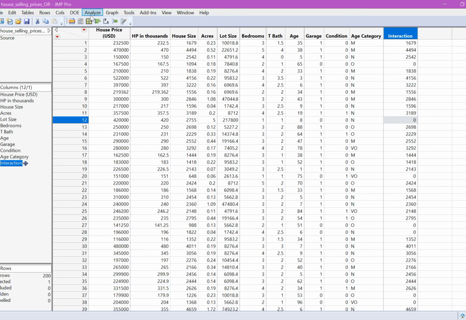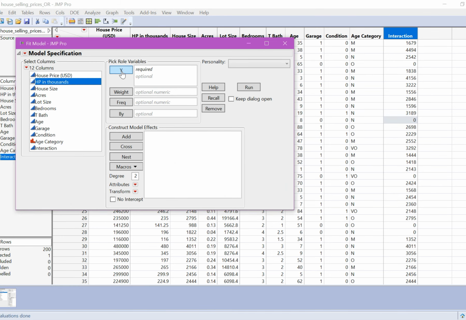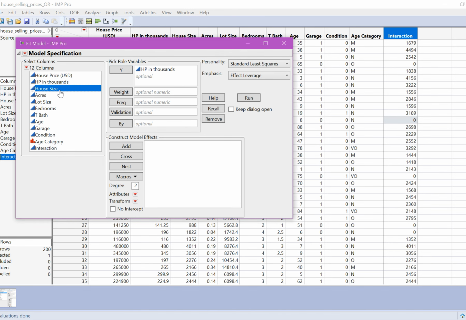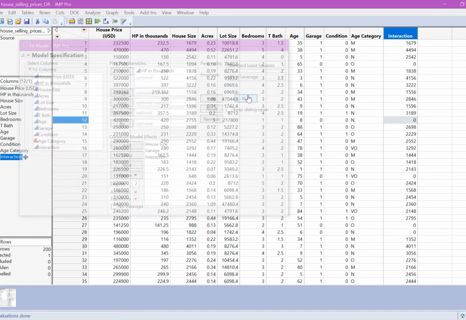Now I've got everything I need to fit a regression model that has an indicator variable, a quantitative predictor, and an interaction term. Because this is now just a multiple regression model, I'm going to use Analyze, Fit Model. My response is house price in thousands, and I'm going to include all of my variables of interest: house size, whether it has a garage, and this interaction term, and they all go in my model effects. I want to understand the simple effect of house size, the simple effect of garage, and that interaction effect. And then I just hit run.